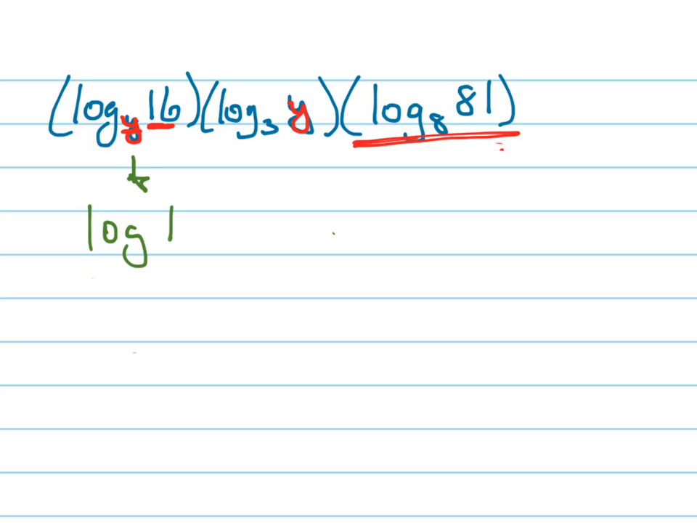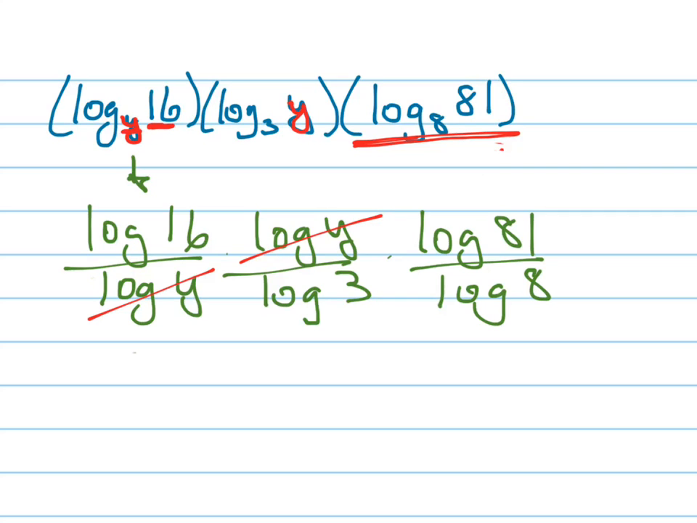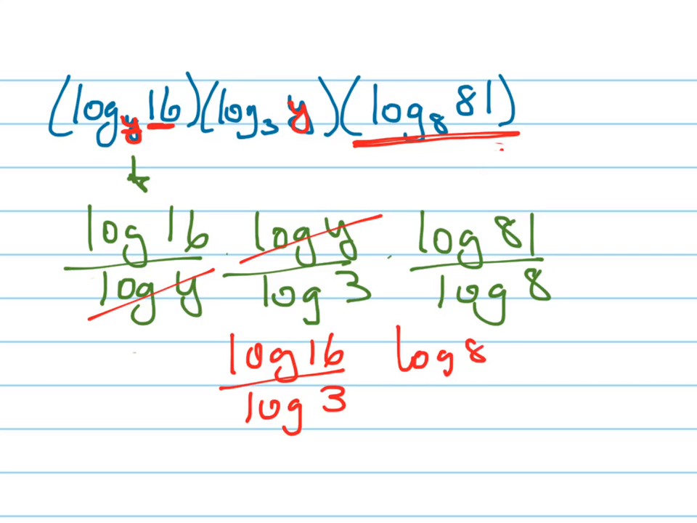So this is log of 16 over log of y, and that means log base 10, times this is log of y over log of 3, and this is log of 81 over log of 8. I didn't even have to turn that last one in, but now you can see that the log y's cancel out. So I've got log 16 over log 3 times log 81 over log of 8.